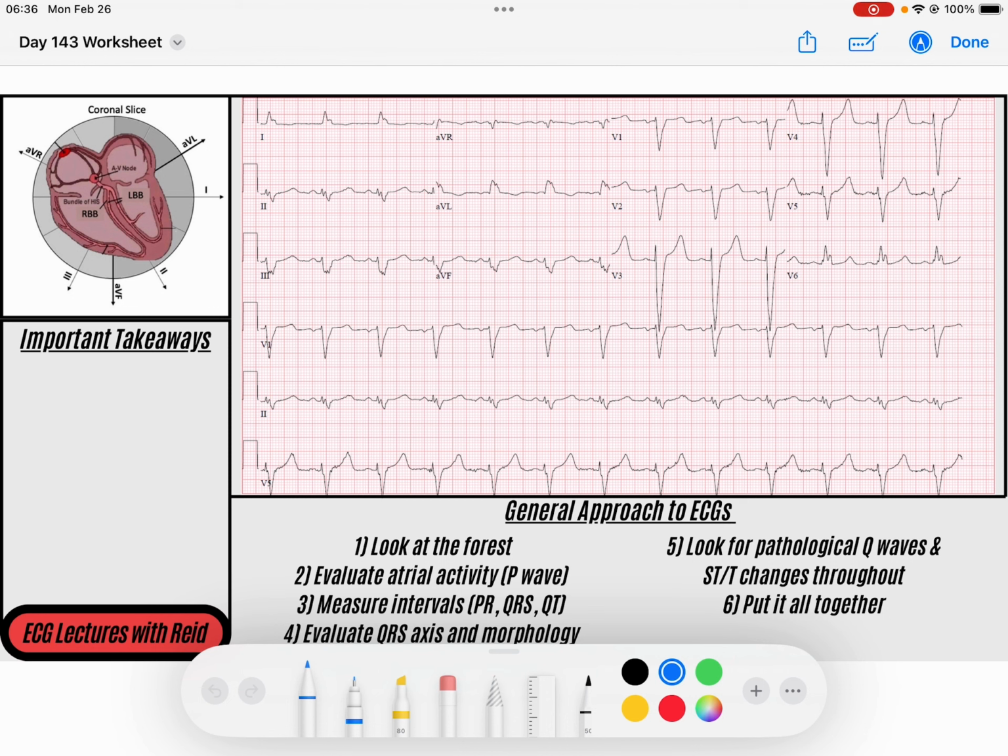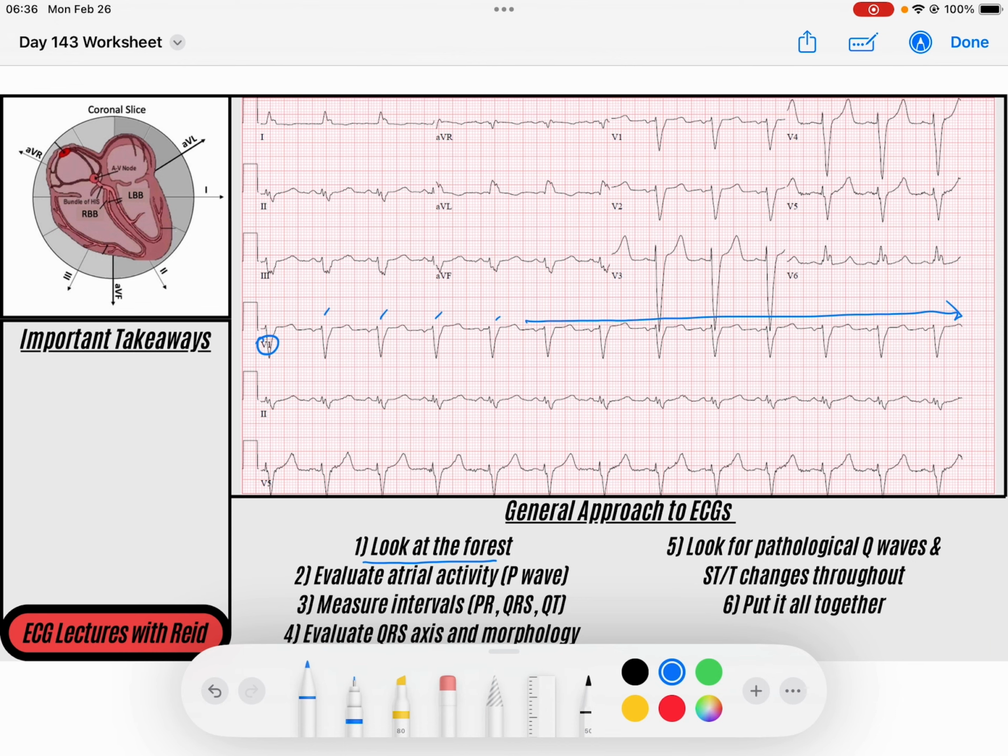So first thing we're going to do is look at the rhythm and get an idea of what's going on. Maybe I'll start down at V1, which has the best morphology for you guys to see. I notice that I've got a wide complex QRS. It's a wide complex rhythm, and it seems to be quite regular. You can see that regularity extends throughout the entirety of the rhythm.